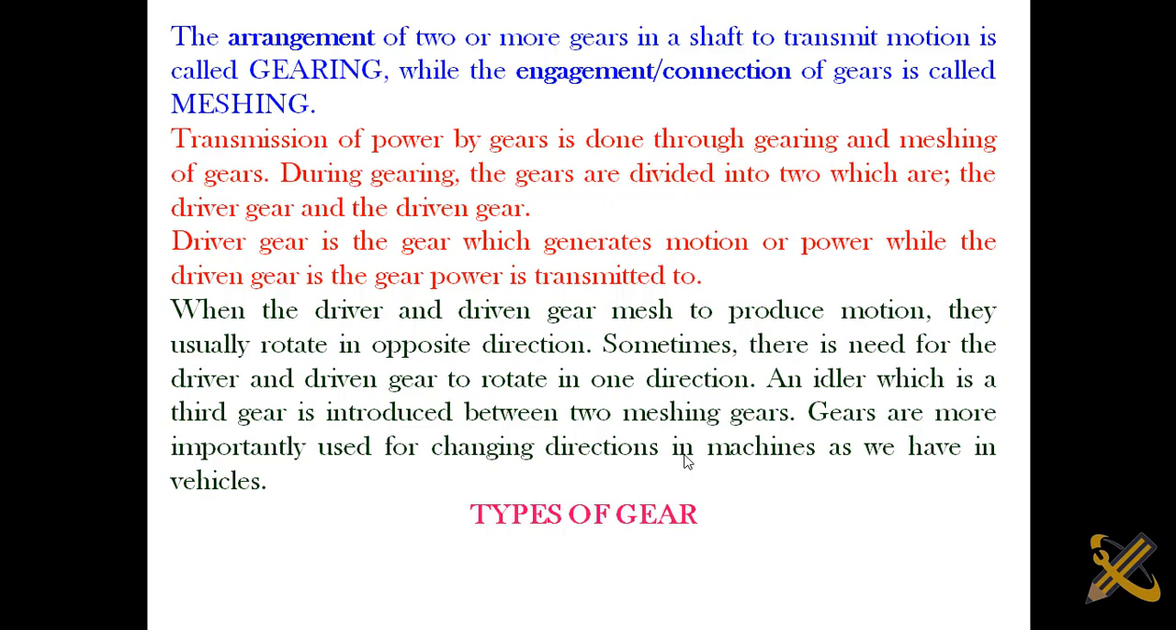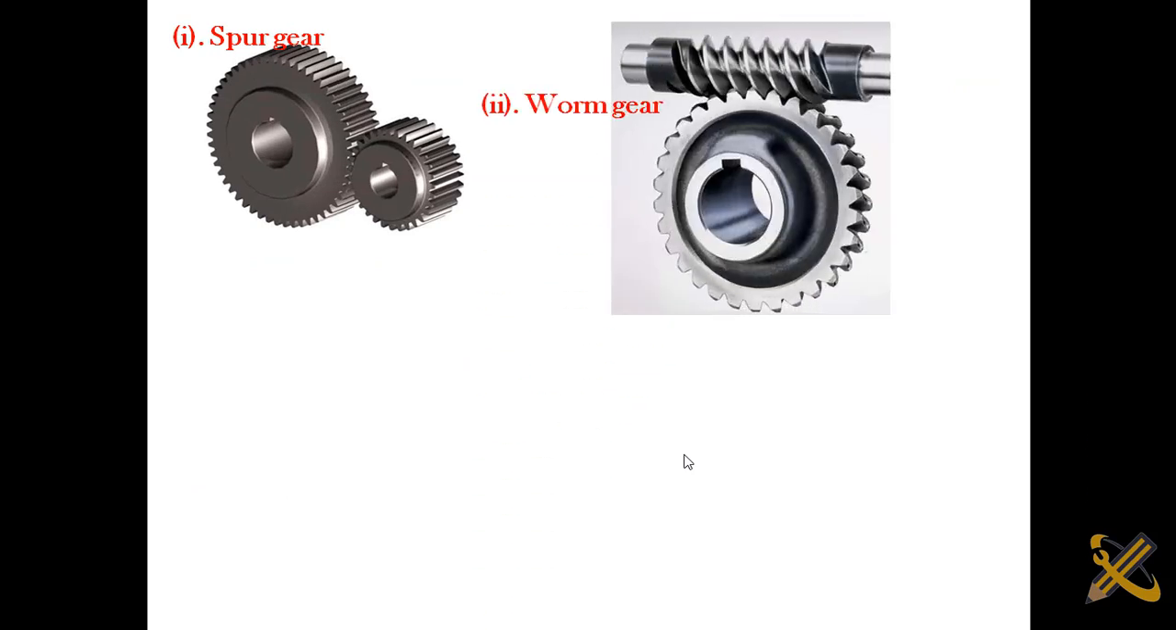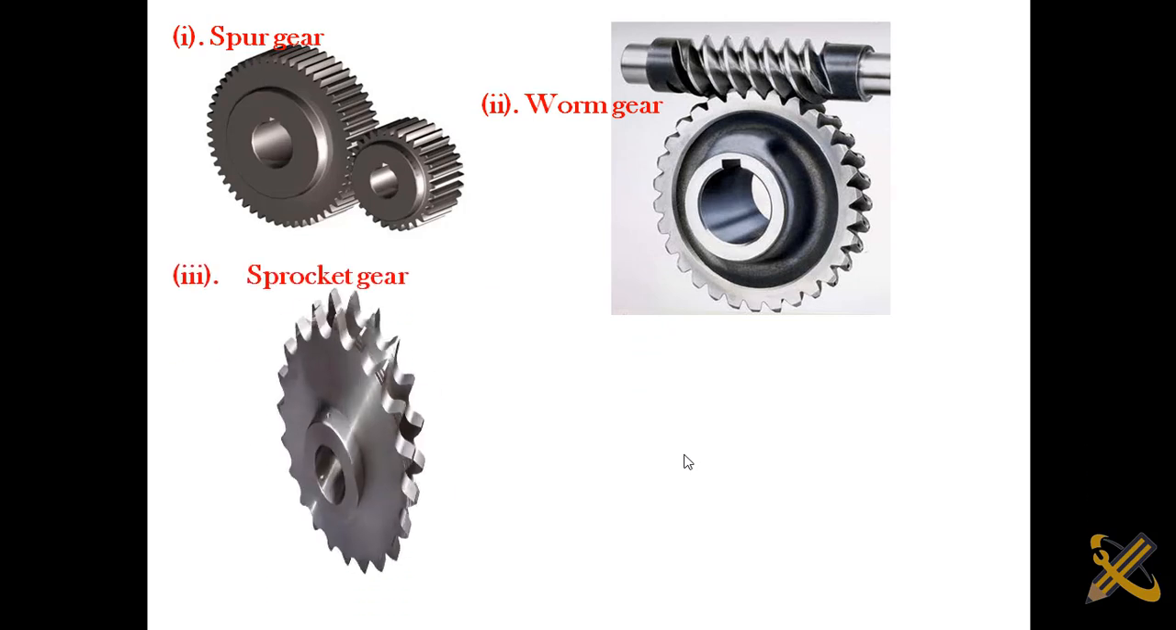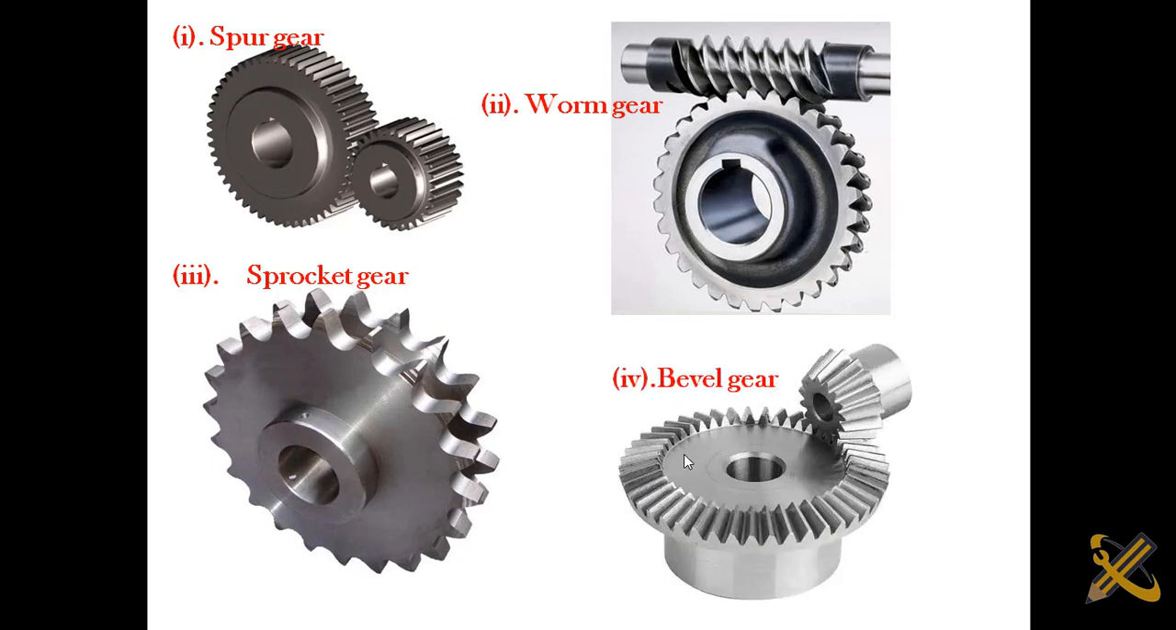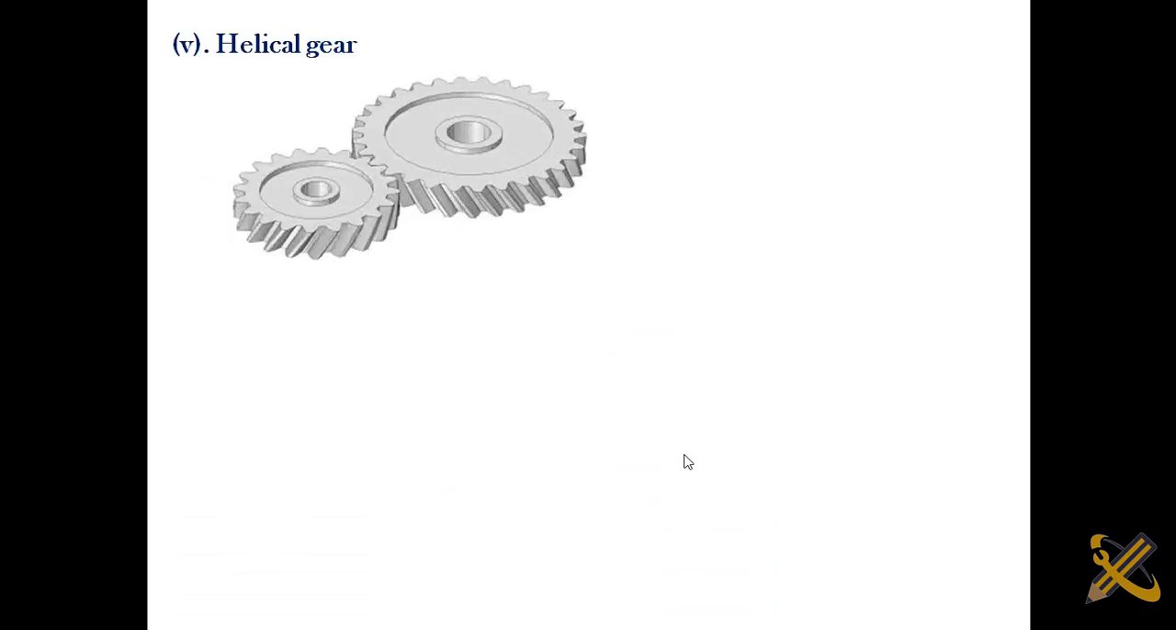So we have several types of gears. The very first one is the spur gear. This is how a spur gear looks like. The second one is the worm gear. This is how it looks like. The third one is the sprocket gear. You are very familiar with this in motorbikes and bicycles. The fourth one is the bevel gear. That's a bevel gear. The fifth one is a helical gear. That's a helical gear.